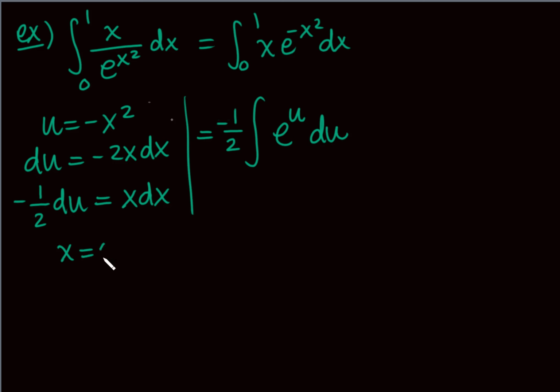When x is 0, what is u? 0 squared, which is 0. That's great. When x is 1, what is u? Well, it's 1 squared, which is 1. I want to point out really quick, this is an easy mistake to make. That negative is not being squared. It's not in parentheses, so this is just negative 1. So we're actually going to go from 0 to negative 1.